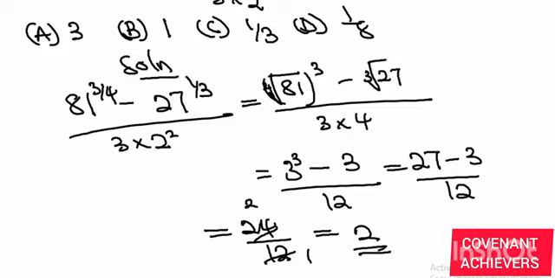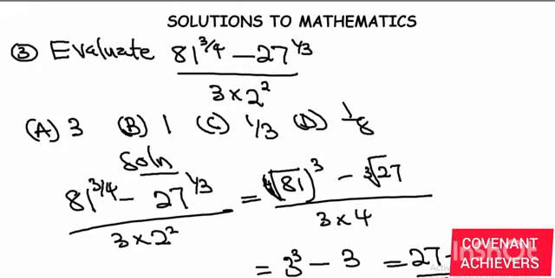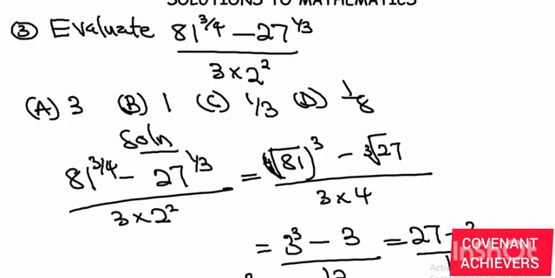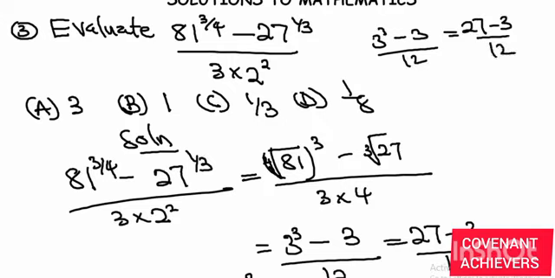So let's see how the question is being solved for you. The fourth root of 81 raised to power 3 is 3 raised to power 3 minus the third root of 27, which is 3. And this is going to be 3 times 4, that's 12. Yes, this is 27 minus 3 over 12. So the answer is supposed to be 2. Confirmed. So let's see what we have in the next question.